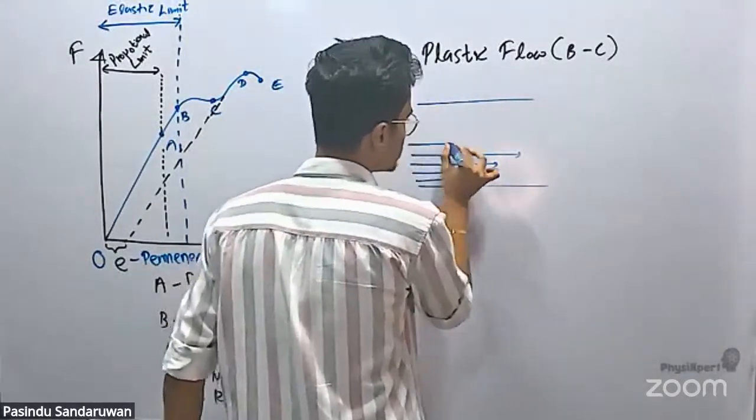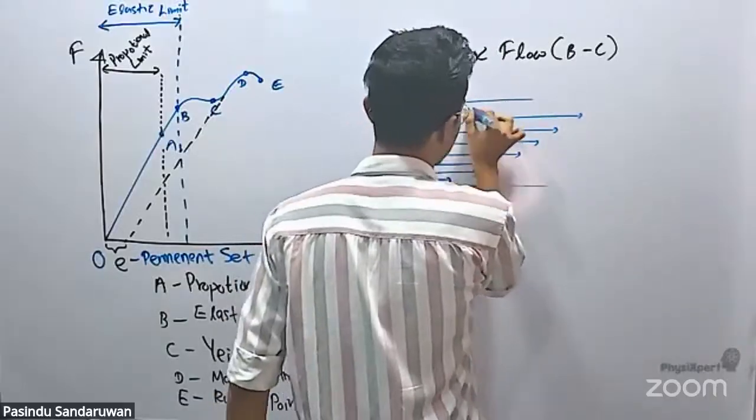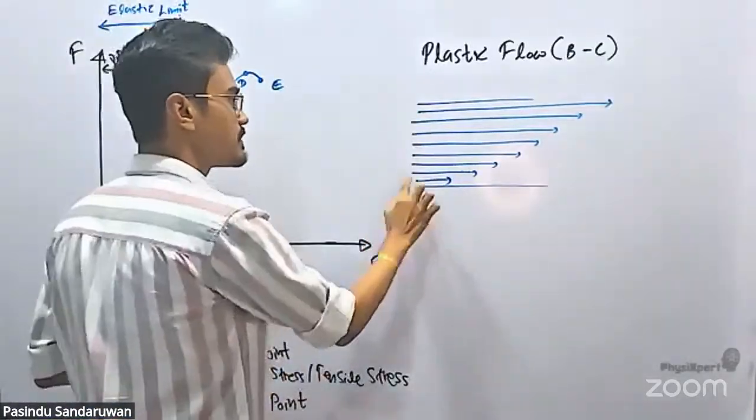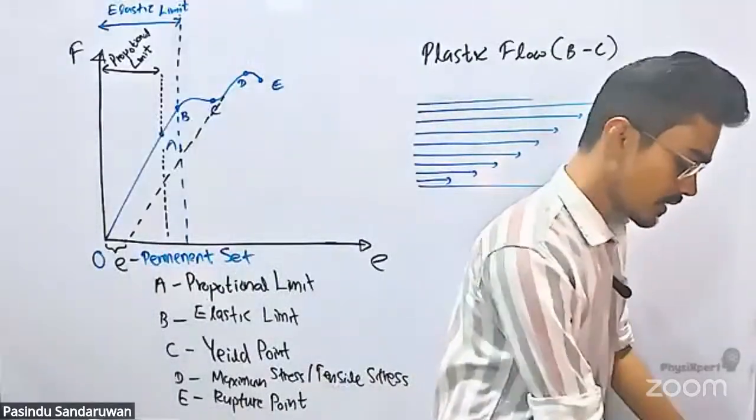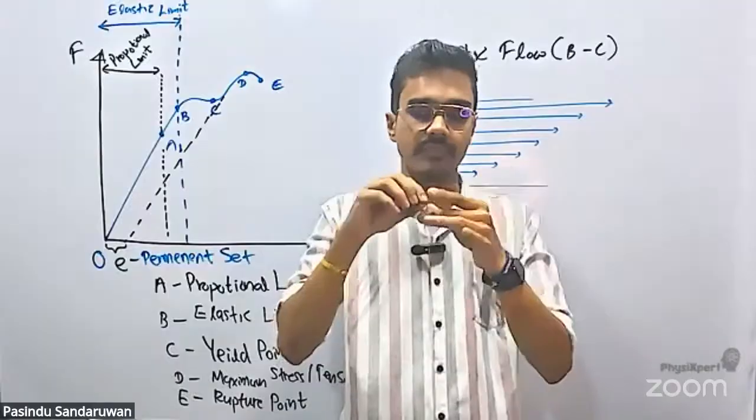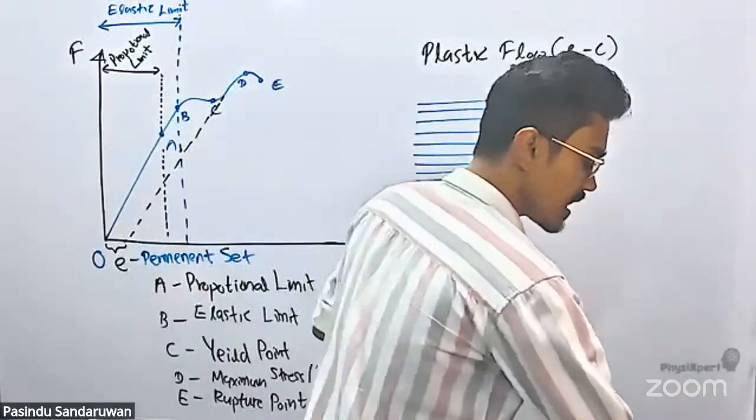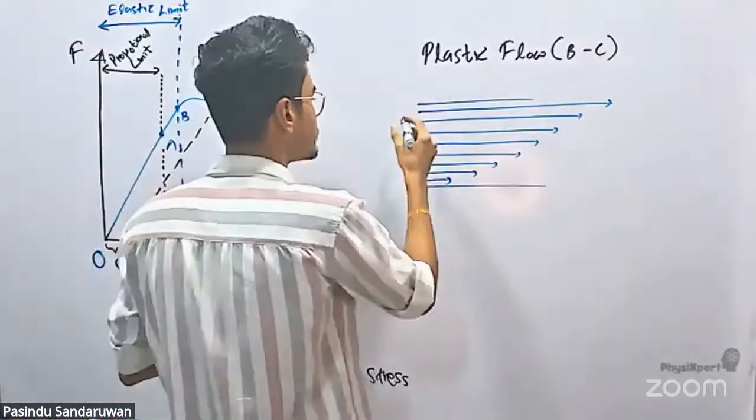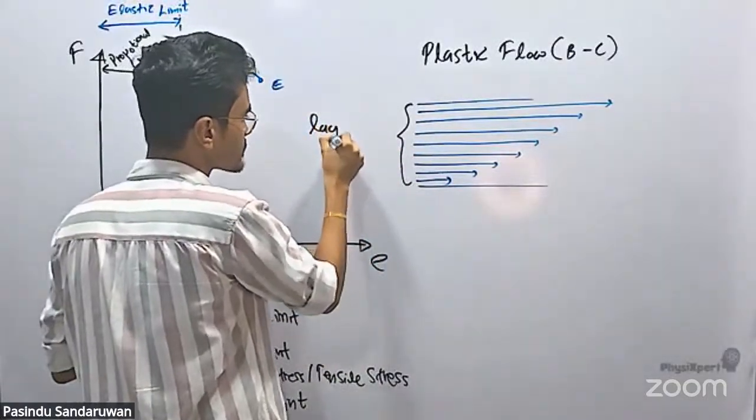Listen, when a force is applied, what happens is, think about this at a micro level. When a force is applied, these are called layers, layers of molecules.